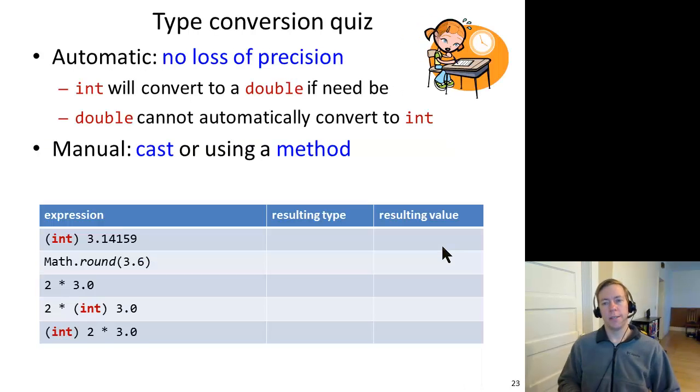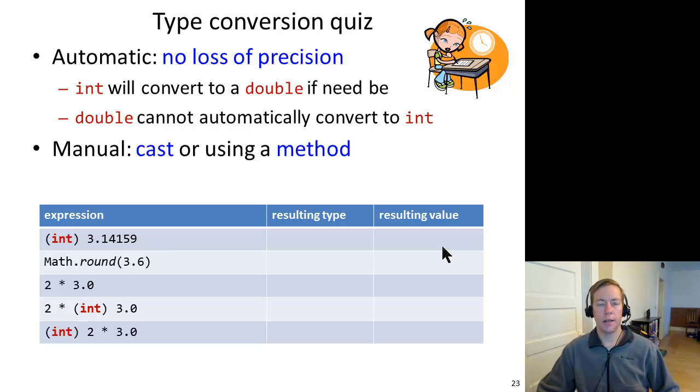Okay. So that's the main content for today's lecture, and at the end here I've got some quizzes. What I suggest you do is pause the video and see if you can fill in the resulting type column and the resulting value column. This first one is a review of automatic versus manual type conversion.